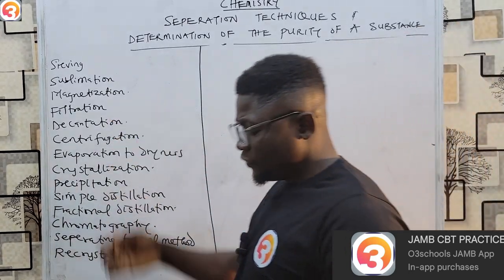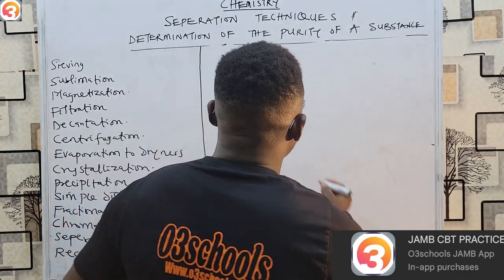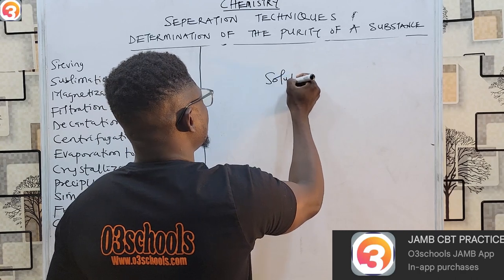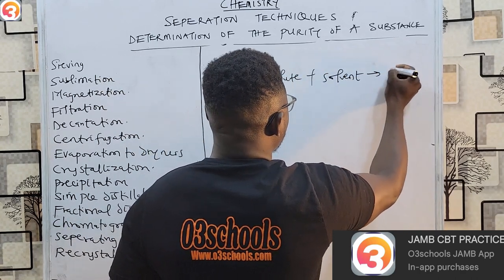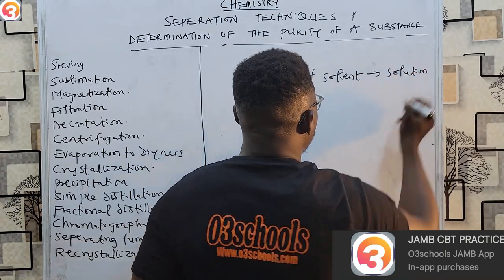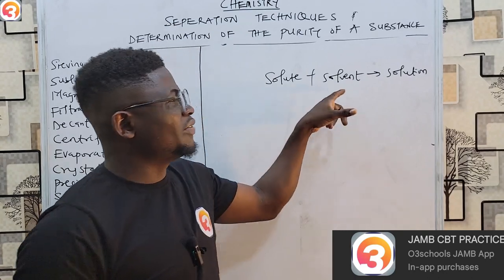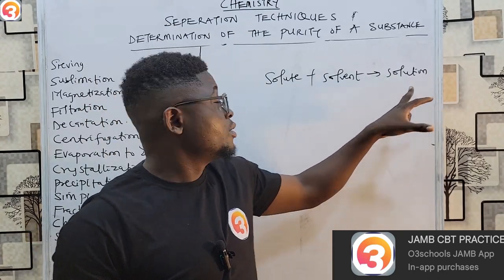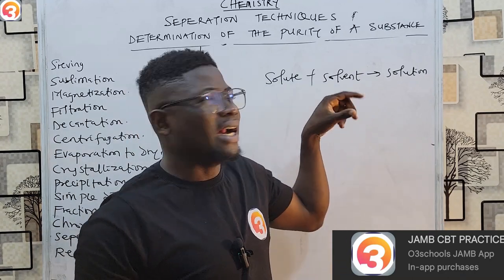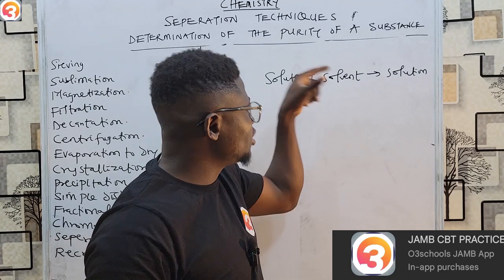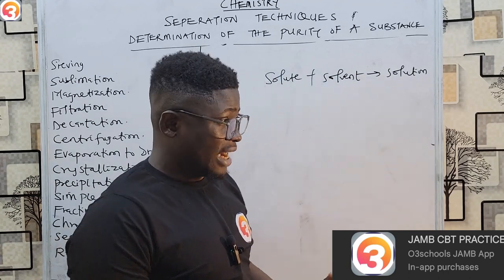So of course we have filtration. Before I start talking about filtration, know that solute plus solvent gives us solution. I think this will be about the first thing we're taught in chemistry, right? So a solute will dissolve in a solvent to give a solution. So what is a solvent? A solvent is like a liquid that the solute dissolves in, right? So you must just know this, by the wayside.